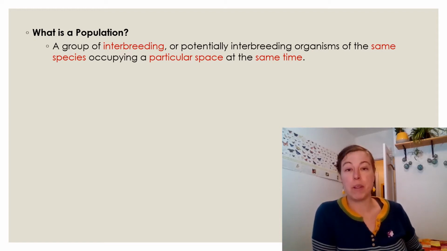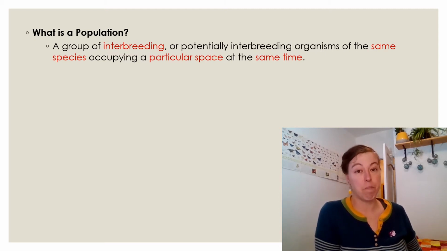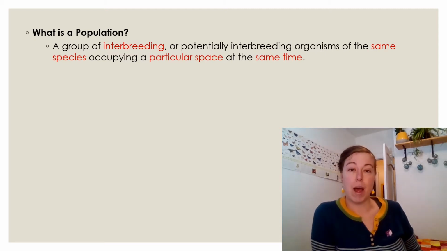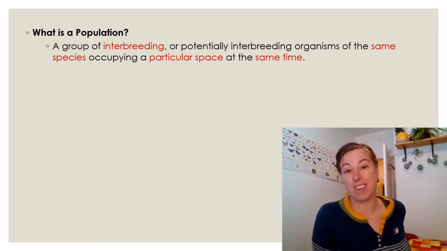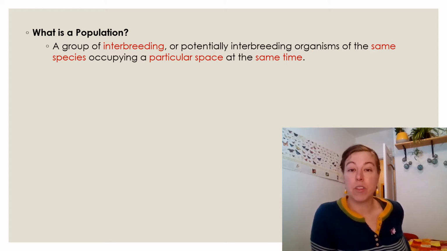So we talk about a population of rabbits in Australia versus the population of rabbits in Canada. We talk about the population of rabbits in Canada in 1950 versus the population of rabbits in Canada in 1990. The reason these are different populations is because they can't interbreed. If they're not in the same place at the same time, they are separated.